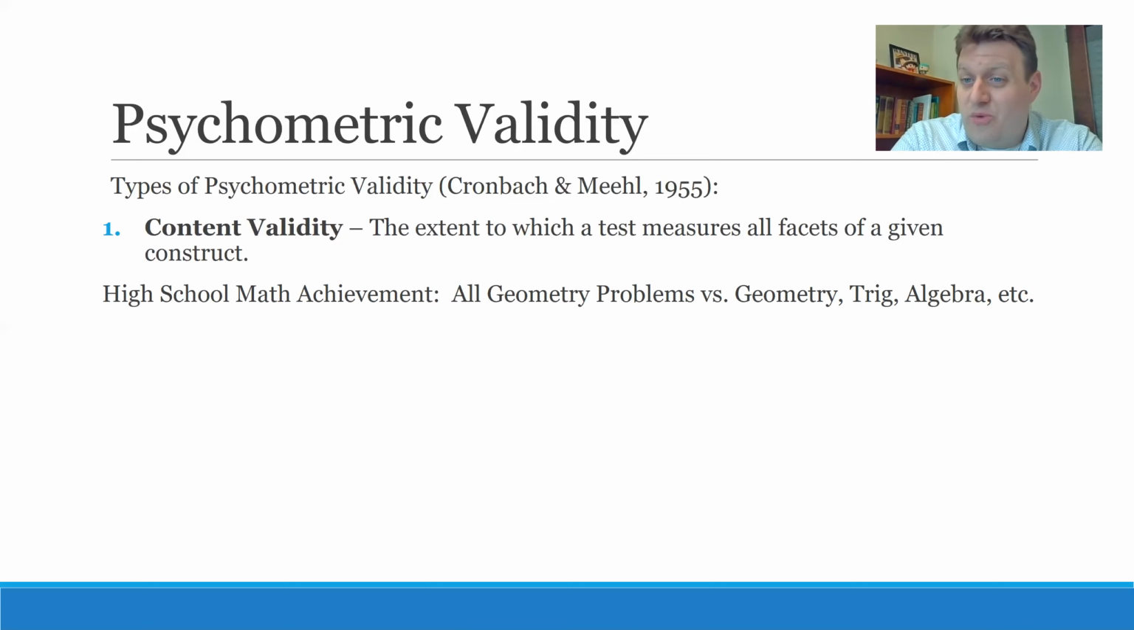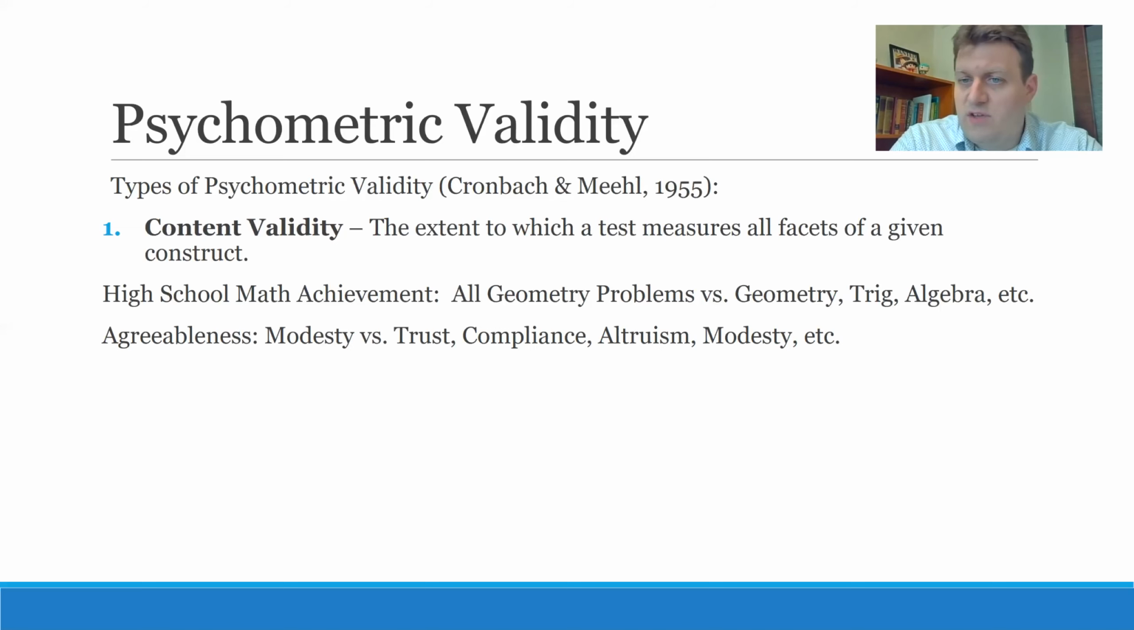So to create a better test, to have better content validity, we have to fully measure the entire extent of this construct. So we have to ask questions about geometry, about trigonometry, about algebra, and all these different things that you learned in high school, not just about right triangles. Right triangles are important, but they are only a small part of everything that you learned in high school math.